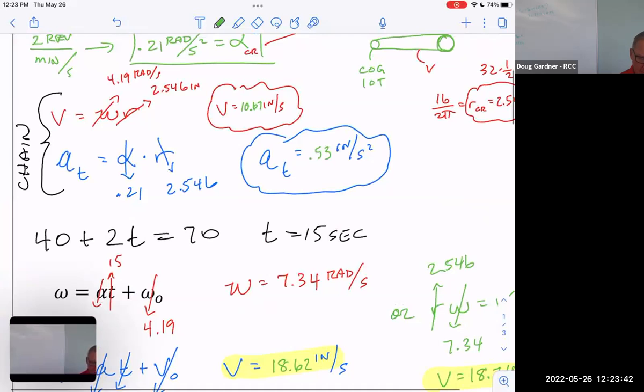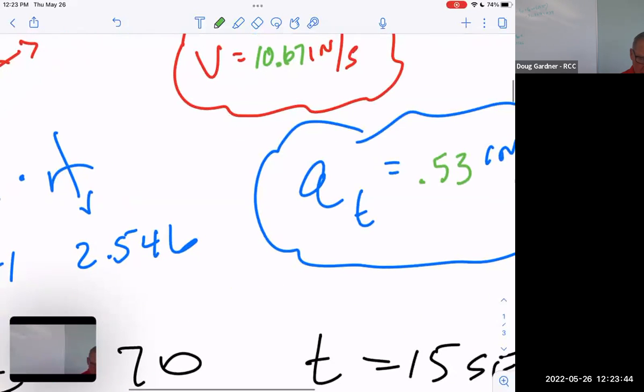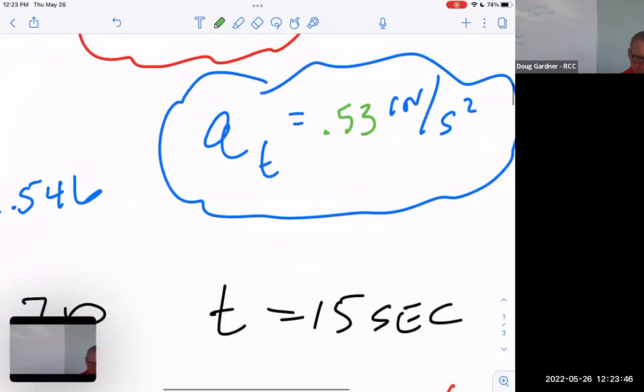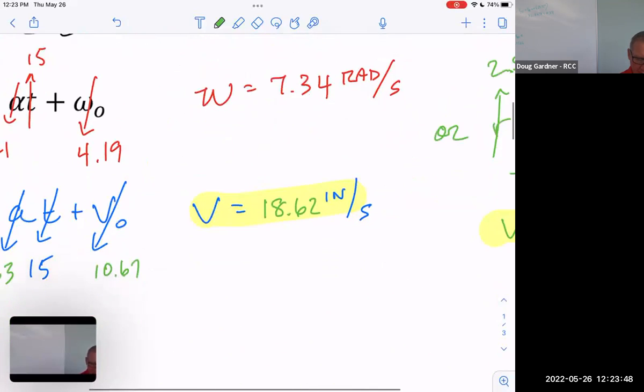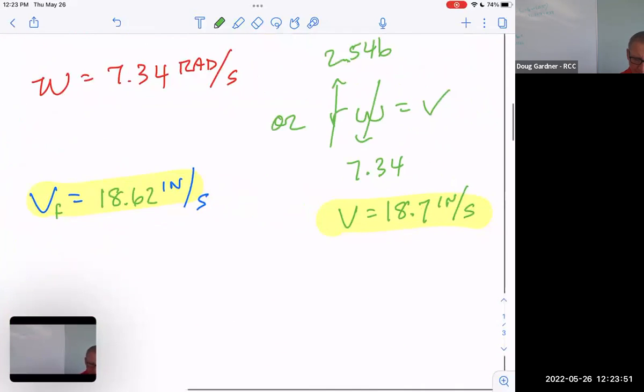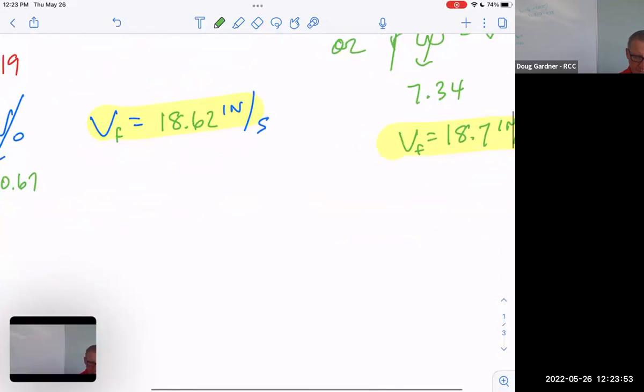So maybe I'll go back and say this is the velocity initial. This is the velocity final. That'd be good.